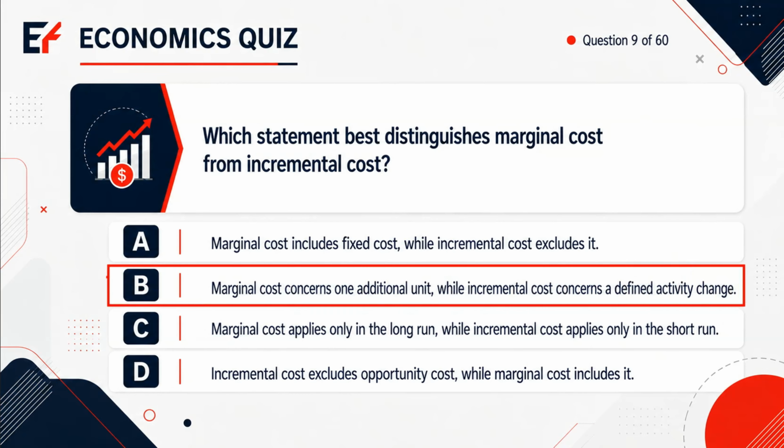Let's clarify the difference. Marginal cost measures the additional cost of producing one more unit of output. Incremental cost has a broader meaning because it measures the cost impact of a specific change in activity or decision. For example, incremental costs could assess the effect of adding a new product line or accepting a special order. Option A is incorrect because either type of cost may include relevant fixed costs when those costs change. Option C is incorrect because both concepts can be used in short-run and long-run decisions. Option D is incorrect because opportunity costs may be relevant to either decision when applicable.